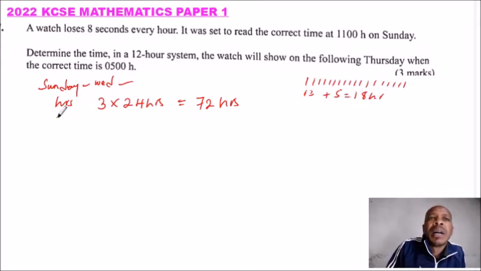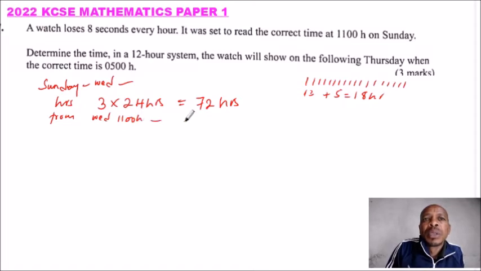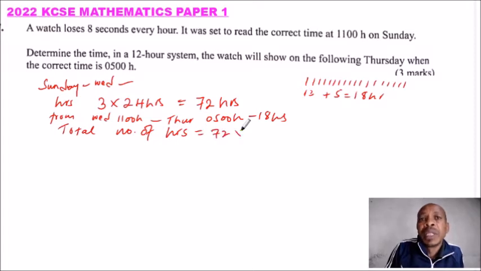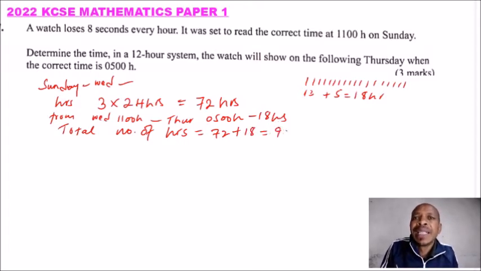So from Wednesday 11:00 hours to Thursday at 05:00, we have 18 hours. So if you add the total number of hours, it should be 72 for 3 days, and we add the 18, and when you add this, you get 90 hours.